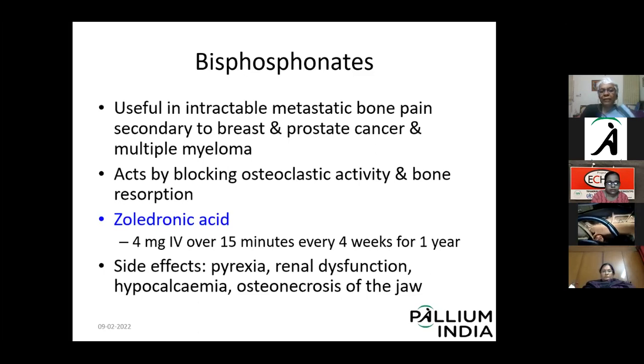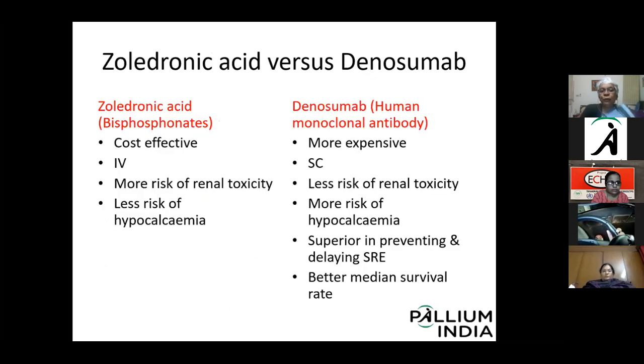So bisphosphonates are useful in treating metastatic bone disease. We are all aware that zoledronic acid is a drug that is usually given. When you compare zoledronic acid with denosumab, while it is more cost effective, it has to be given intravenously. It also carries more risk for renal toxicity.